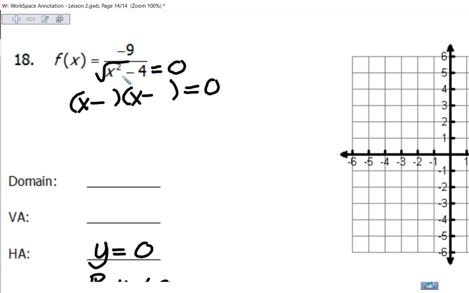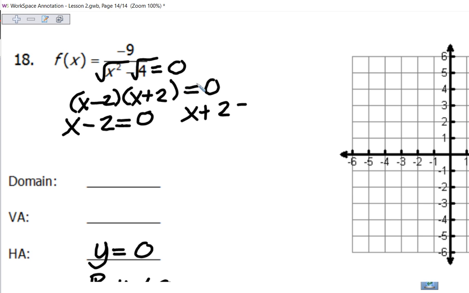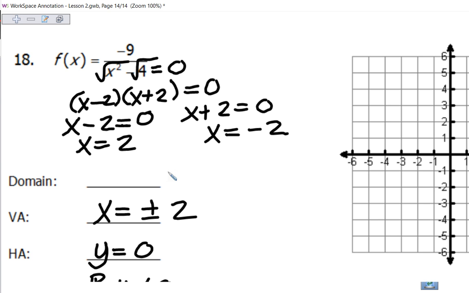One is a minus, the other is a plus, and what's the square root of 4? 2. And after you have it in factor form, what's next? Set them equal to 0. So x minus 2, set it equal to 0. And x plus 2, set it equal to 0. So what's the first vertical asymptote? X equals 2. What about the second one? X equals negative 2. So the vertical asymptote would be x equals plus or minus 2.